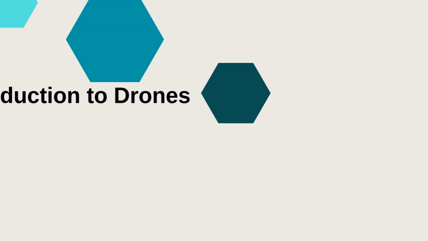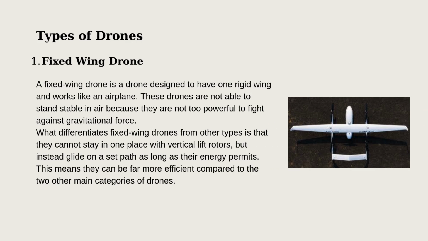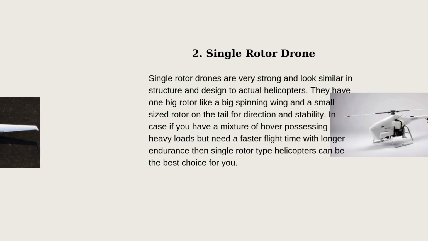Introduction to drones, types of drones. Fixed-wing drone. A fixed-wing drone is a drone designed to have one rigid wing and works like an airplane. What differentiates fixed-wing drones from other types is that they cannot stay in one place with vertical lift rotors, but instead glide on a set path as long as their energy permits. This means they can be far more efficient compared to the two other main categories of drones.